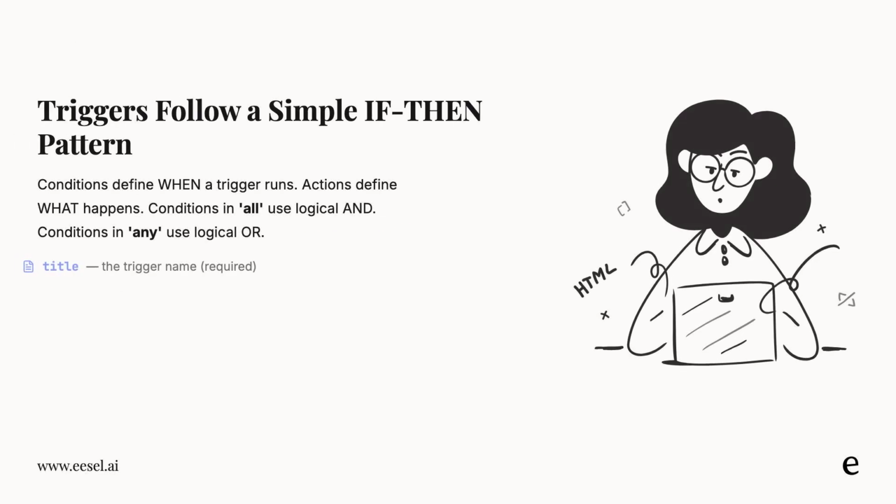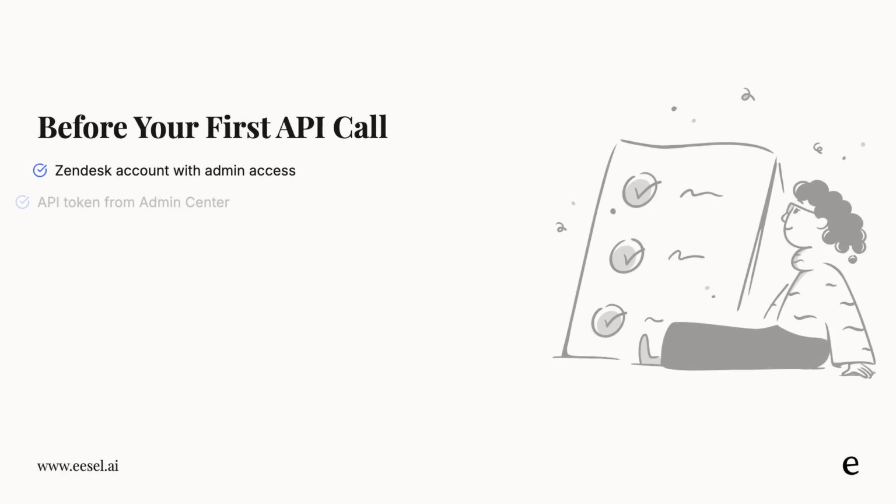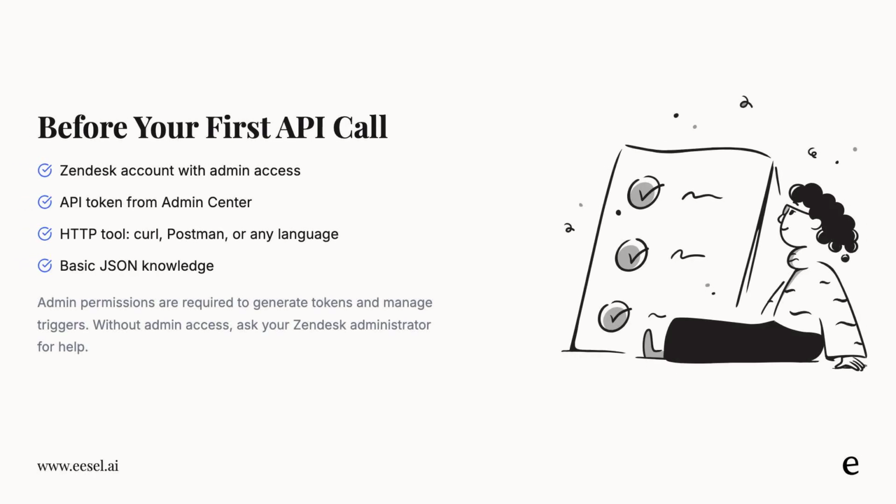Every Zendesk trigger follows a simple if-then pattern. Conditions define when a trigger fires, and actions define what happens next. Before your first API call, make sure you have admin access to generate tokens and manage triggers. You will also need an HTTP tool like curl or Postman and a basic understanding of JSON payloads.